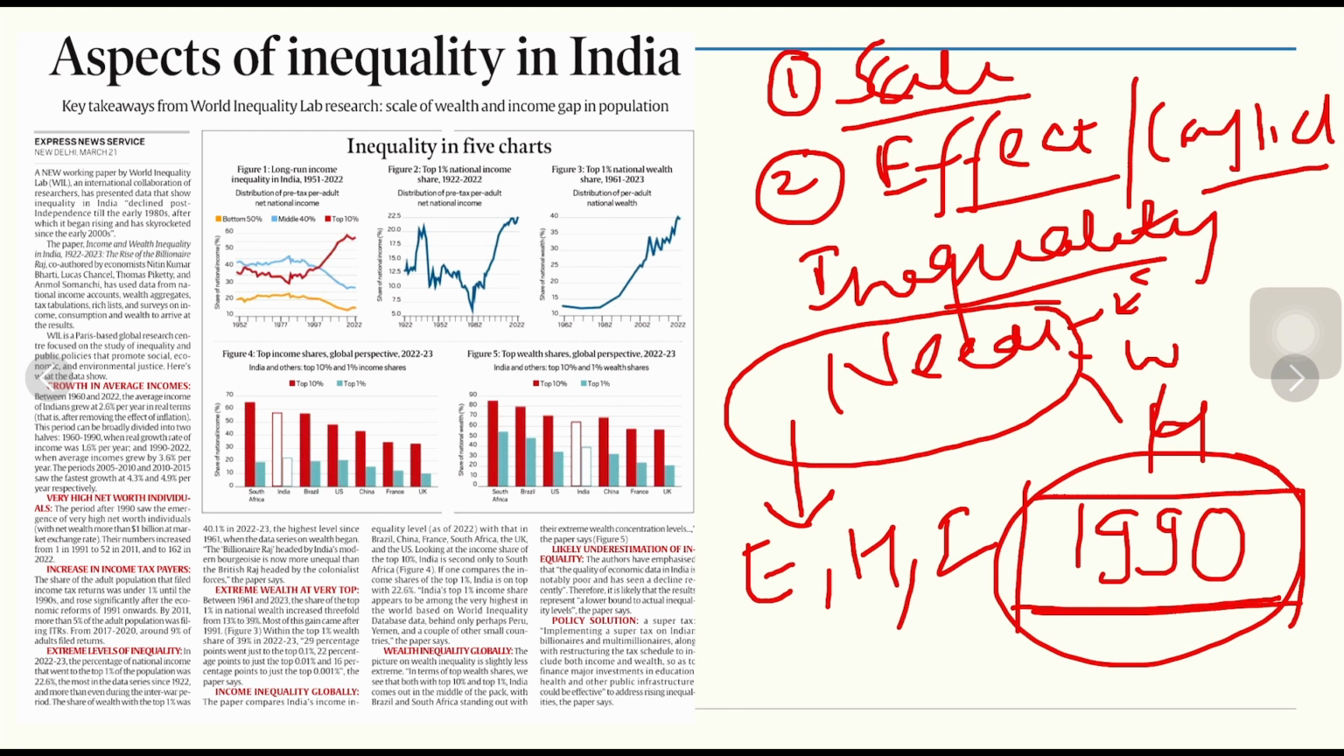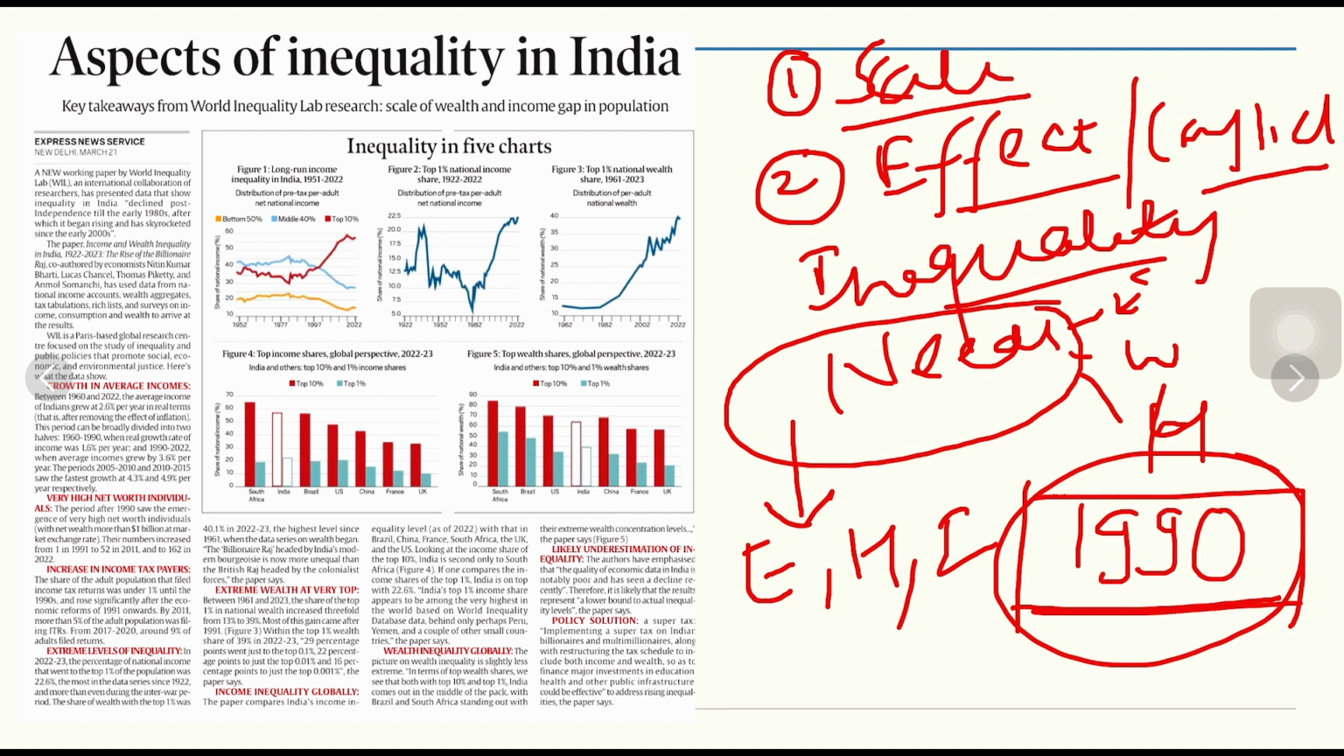Now comes the increase in income tax payers. The share of the adult population that filed income tax returns was under 1% until the 1990s, and it rose significantly after the economic reforms of 1991. By 2011, more than 5% of the adult population was filing ITRs, while from 2017 to 2020, around 9% of adults filed returns. Then comes another factor, extreme levels of inequality. In 2022-23, the percentage of national income that went to the top 1% of the population was 22.6%. The share of wealth with the top 1% was 40% in 2022-23.